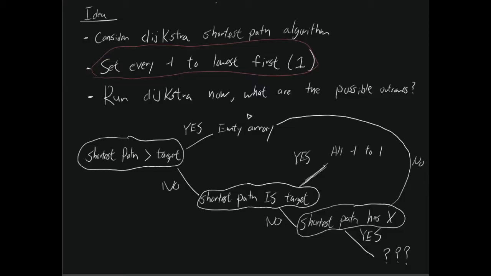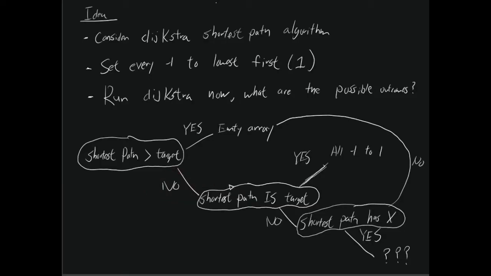And that already takes into account the fact that the shortest path includes some -1 paths. It is also possible that the shortest path does not contain any -1 path. But either way, if it is greater than the target, there's nothing we can do. We just return an empty array because we cannot make it any smaller. We already reached the smallest possible. But what if it is not?